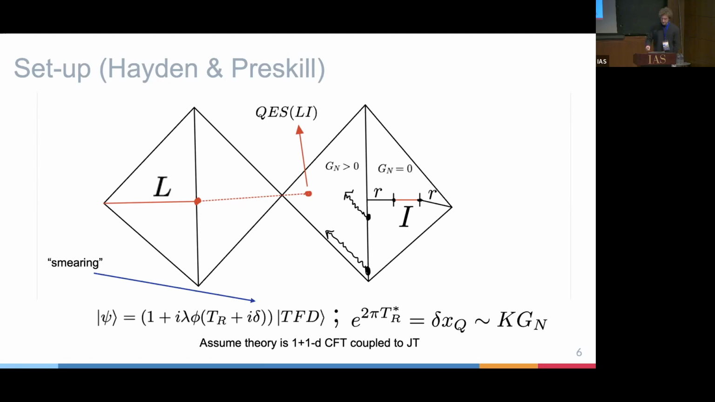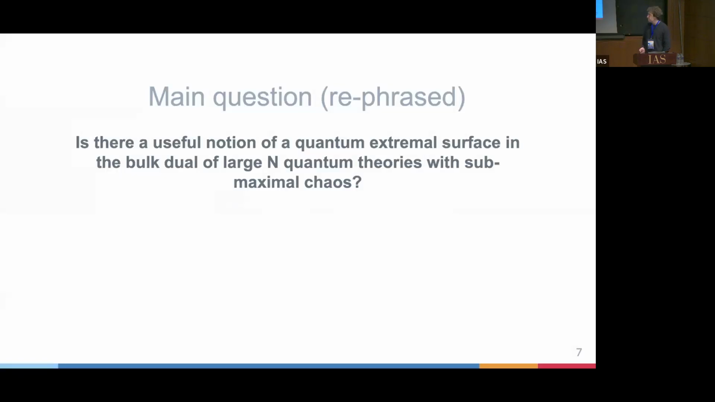And so given that, and given the fact that we expect in general that a maximally chaotic theory or a sub-maximally chaotic theory is dual to a theory with non-zero string length, a different way of asking the question I asked at the beginning would be, is there still a useful notion of a quantum extremal surface in the bulk dual for a boundary theory which is sub-maximally chaotic? So what are the effects of sub-maximal chaos on this quantum extremal surface prescription?